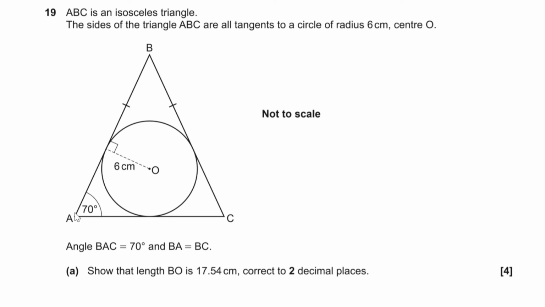Well, because we've got an isosceles triangle, we can say then this angle is 70 degrees and the angle here is 40 degrees. Angles in a triangle add up to 180. 70 plus 70 plus 40 is 180. Now we have to find the length of BO. So if I draw a line over here, what we need to find is the length BO. Now, before we do anything else, if I find out what this angle here is, that's half of the 40, which is 20. So we've got 20 degrees.